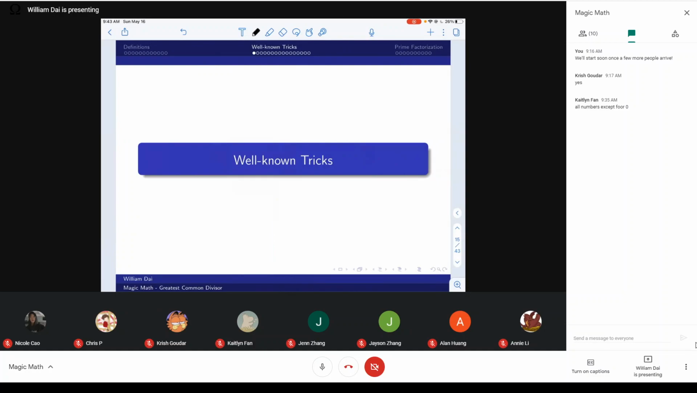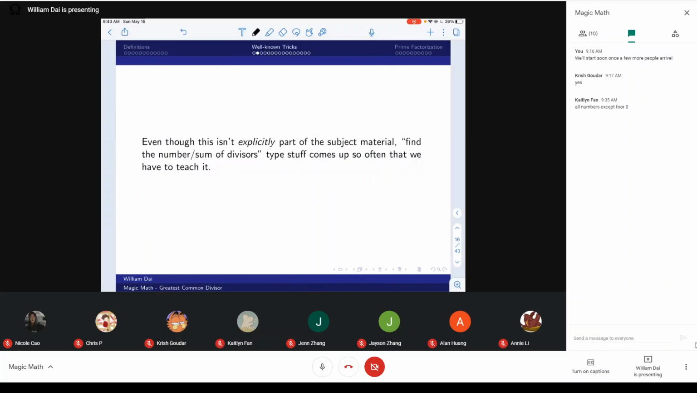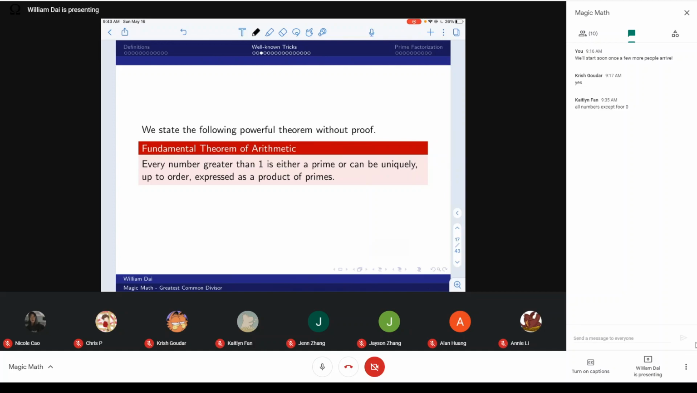Okay, now we're going to be going over some more useful knowledge. I've mentioned this before, but this says there's a unique prime factorization. I'm going to be assuming all of you know what a prime factorization is. If you don't, just let me know and I'll explain more.